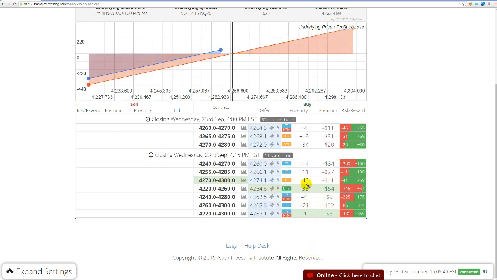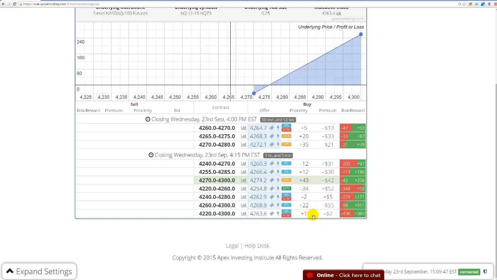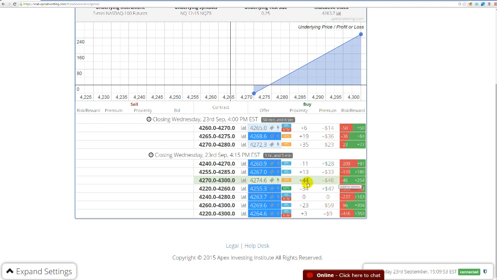That's why you thought 4270, 4300 was a good buy. Okay, well, it is lower risk, but it has to move 43 ticks. It's going to have to move 10 points for you to make anything. So you can't just look at risk and think that's going to make a good trade.